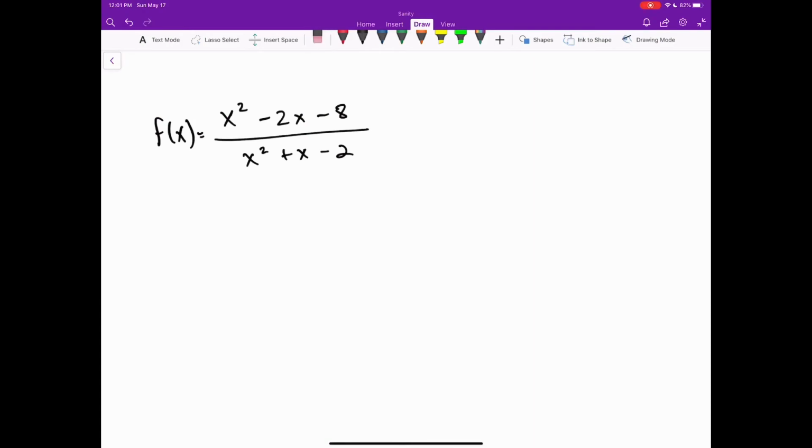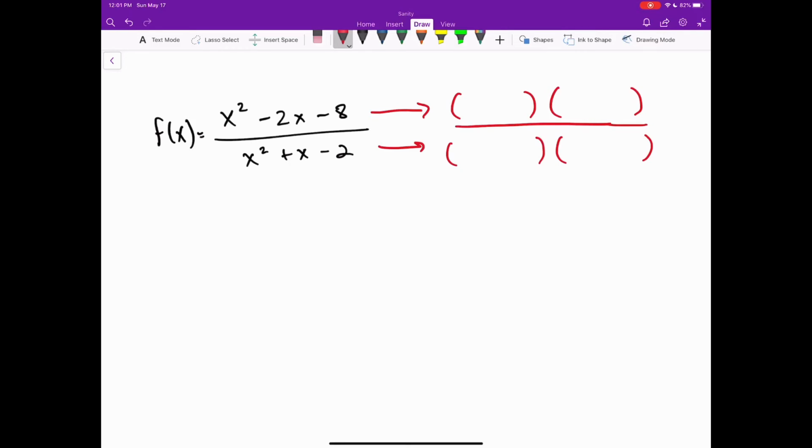Okay, here is my next example. I have x squared minus 2x minus 8 divided by x squared plus x minus 2. My first step is going to be, let's see what both the numerator and the denominator factor out to be. I'm going to give you some easy polynomials. You're not going to have to use the quadratic formula on these, so don't worry, all right?